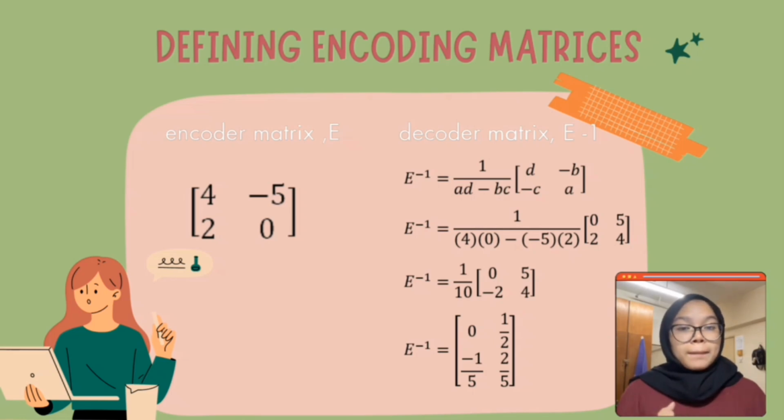For the determinant, we multiply 4 with 0 minus -5 with 2, which gives us the answer of 10. The inverse matrix, or the decoder matrix, is 0, 1 over 2, negative 1 over 5, and 2 over 5.